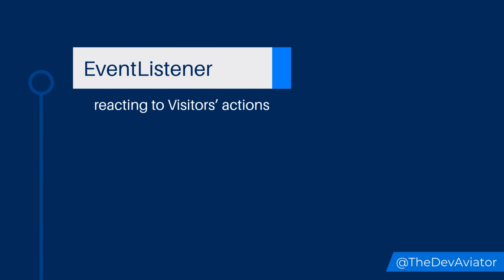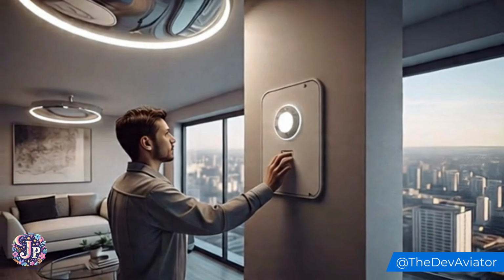Someone rings the doorbell, and the lights turn on. That's an event listener, JavaScript reacting to something that happens.